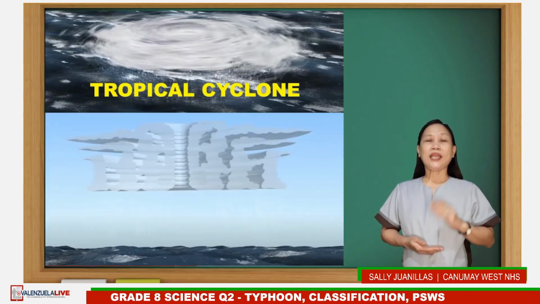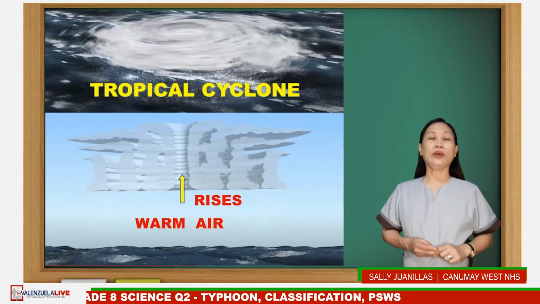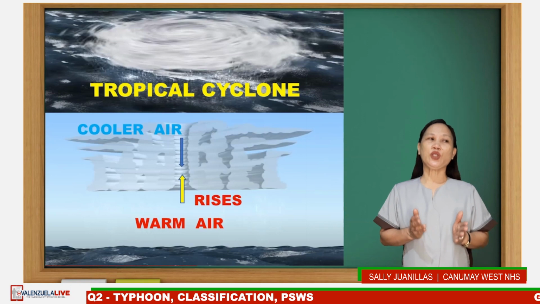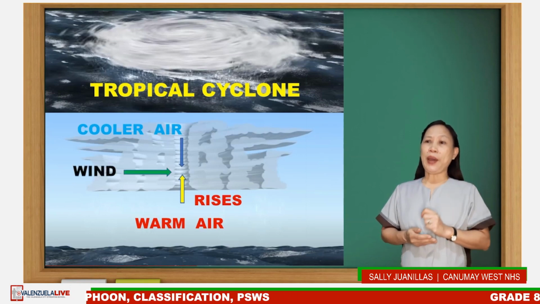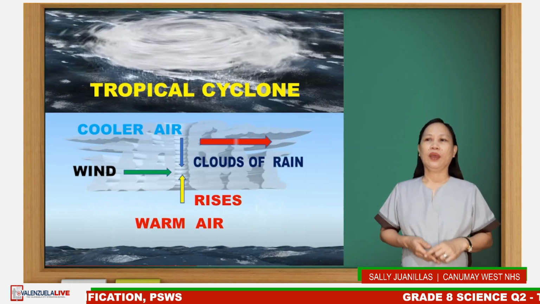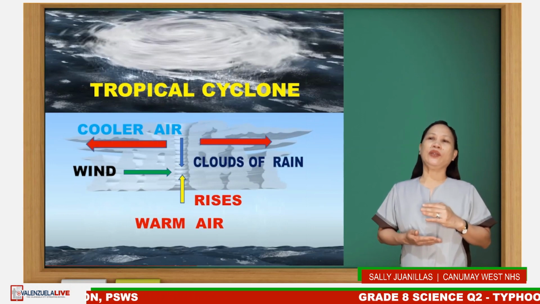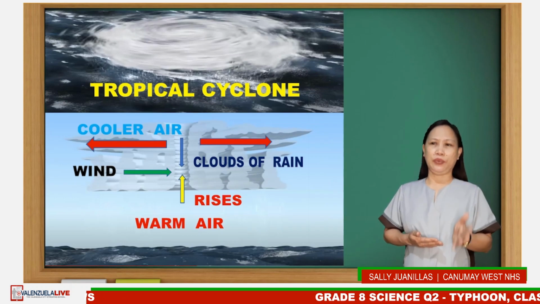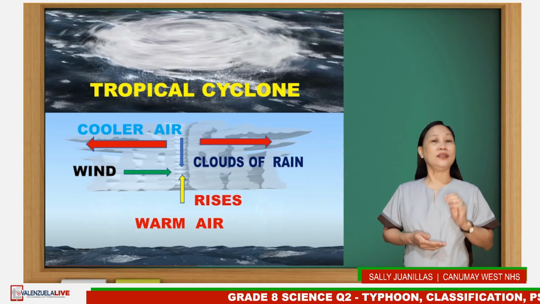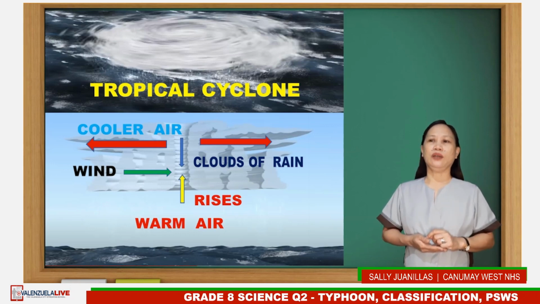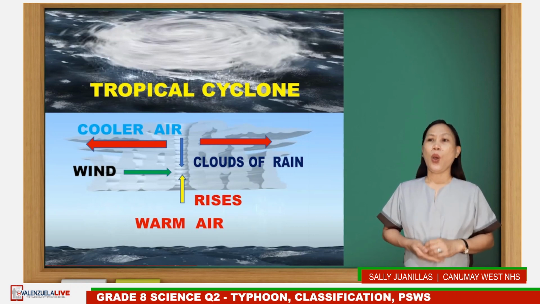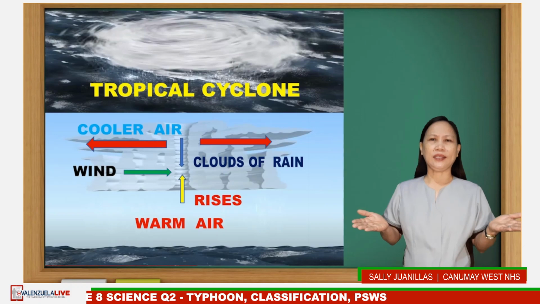Remember, a cyclone or bagyo is formed when warm and cool air converge, building up strong winds and moving in a winding motion at the same time. Cooling of collected water vapor makes clouds of rain, thus continuously making it wider and thicker over the ocean or any landmass with a warm surface. What are the parts of a tropical cyclone?